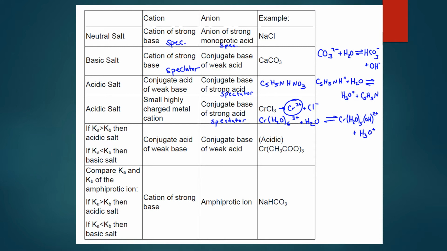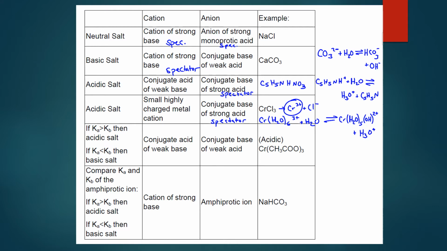On the other hand, we could have a basic salt. If I put calcium carbonate in water, for example, the calcium is a spectator ion. It's the cation of a strong base. However, the carbonate ion will go on to hydrolyze. The carbonate will react with water and form a hydrogen carbonate ion and hydroxide, so it will be basic.